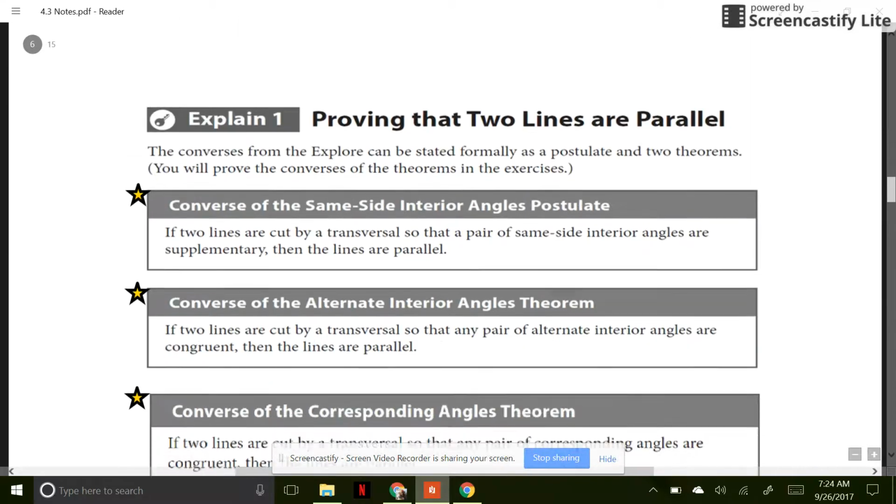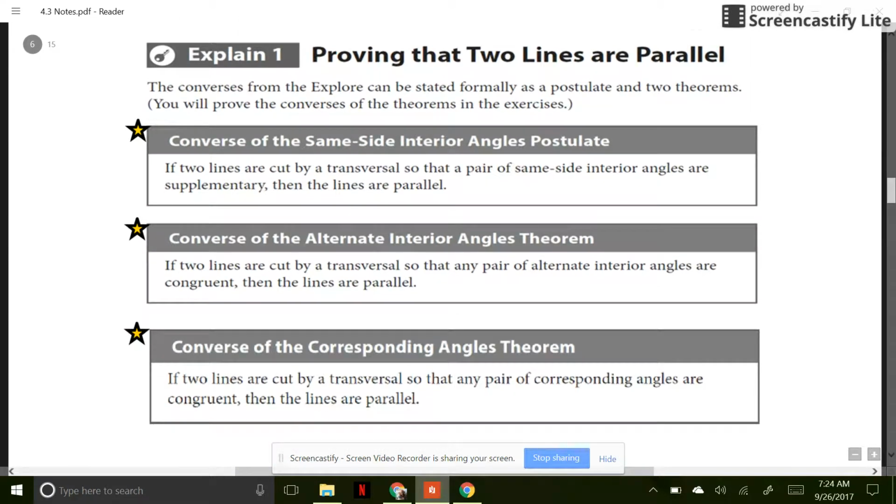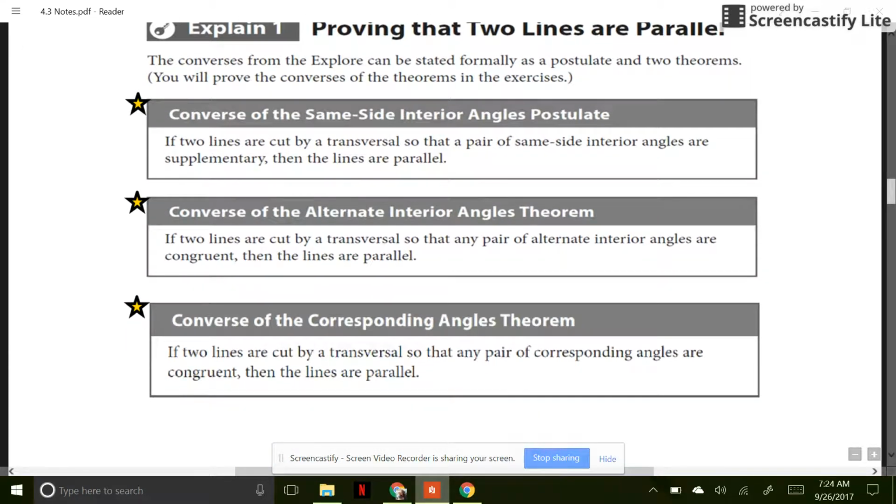So we basically said them already, but these are the converses of the theorems we talked about yesterday. So the key here is that yesterday when we did these, we said before we knew if two lines are parallel, then this relationship happens. Today, what we're saying is if this relationship happens, then the lines are parallel. So we're essentially looking at the same things.